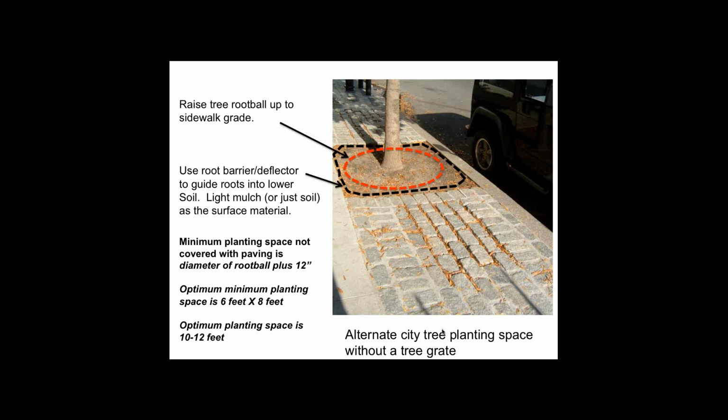I think that the minimum size of this planting space should be about 6 feet by 8 feet. We're doing them 4 by 4 still. We've been talking about the inappropriateness of the 4 by 4 tree pit for 35 years now, and the optimum planting space is probably closer to 10 to 12 feet large in both directions.